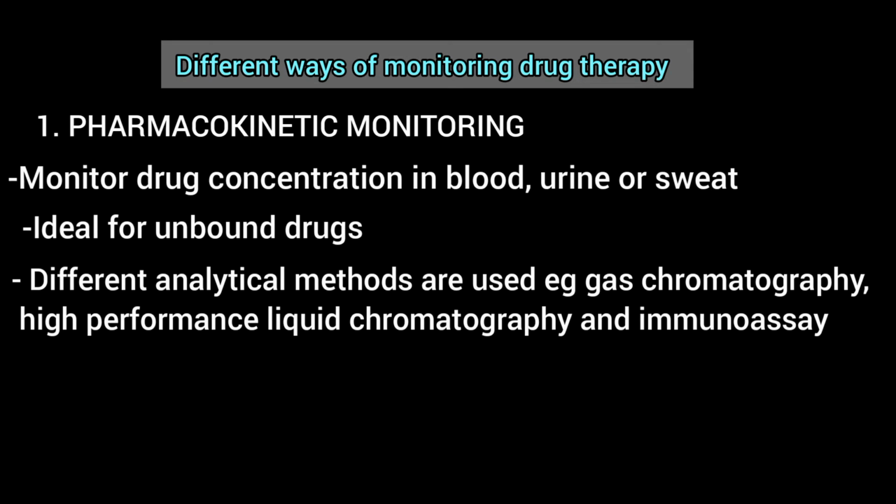Immunoassays use specific antigen-antibody reaction to detect and quantify target molecules in the biological samples. The samples are the blood, the urine, or the sweat. And there are many different types of immunoassays, but we won't get into that in this video.